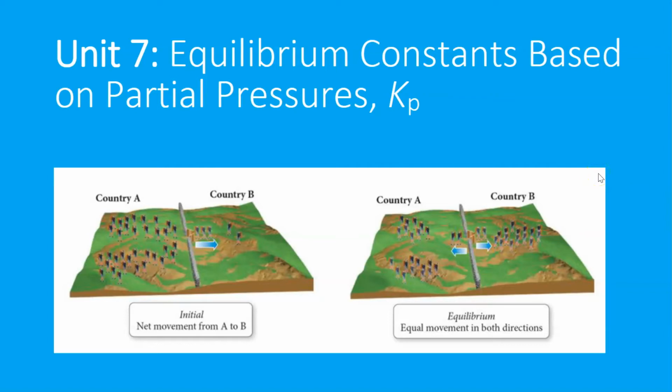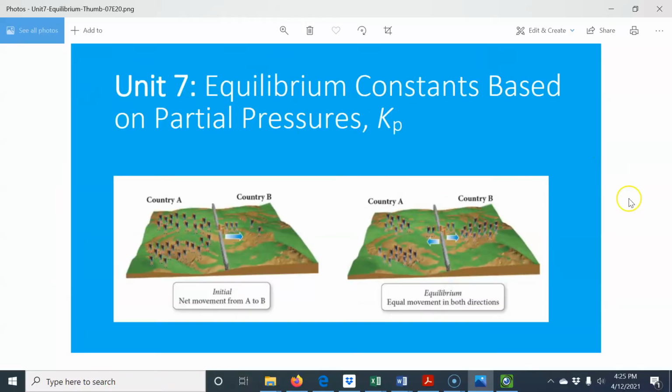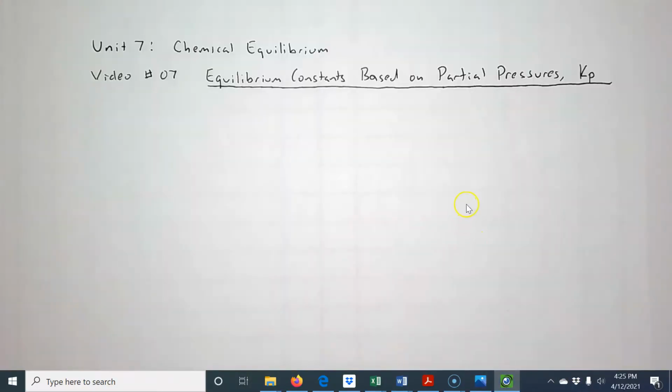Hi all. In Unit 7, we have so far talked about equilibrium constants Kc based on concentrations. And those concentrations are in molarity. But actually, you can also calculate a different type of equilibrium constant using partial pressures, if all of the components in the equilibrium expression are a gas. Let me show you a couple of examples.